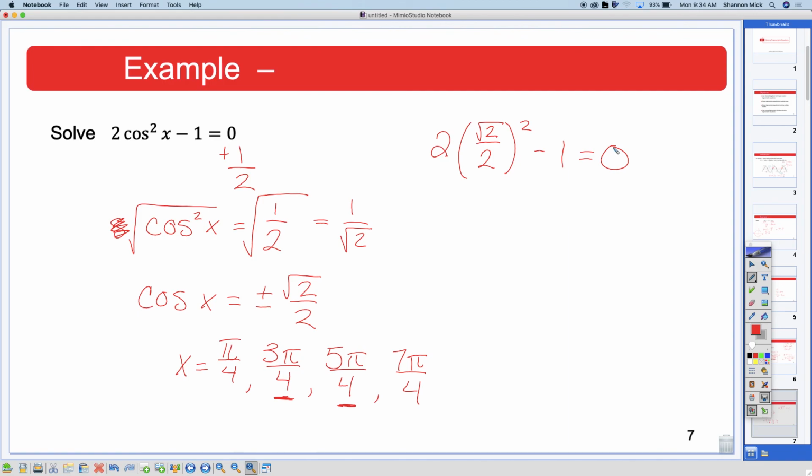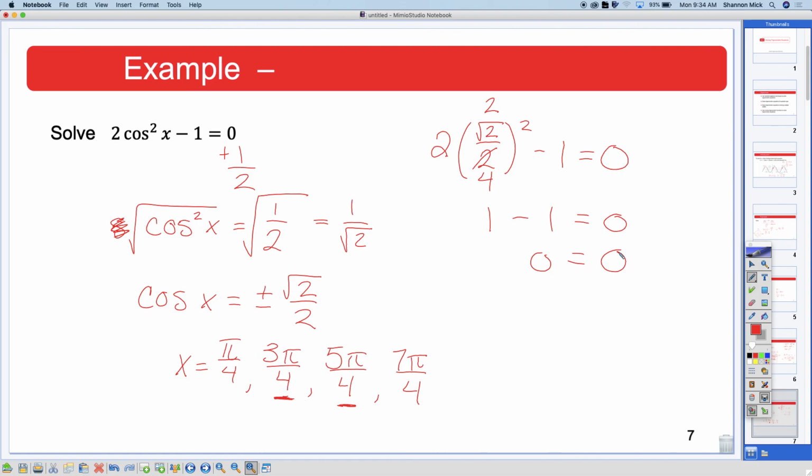So that's 2 over 4. 1/2 times 2 is, or 2 times 2 is 4, over 4. It's all equal to 1. So do I equal 0? Yes. So do I need to continue to check them?